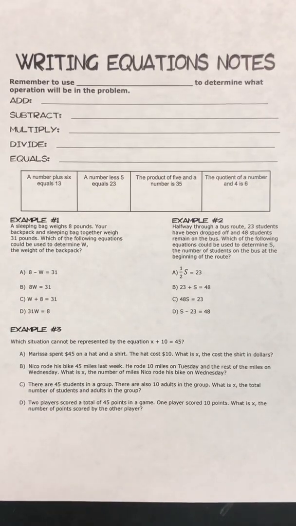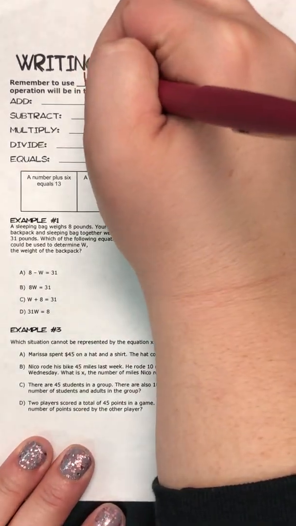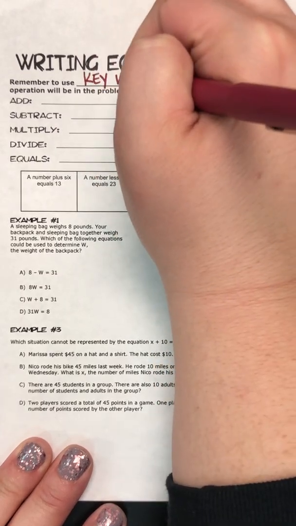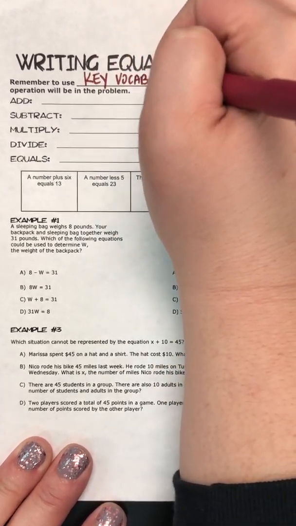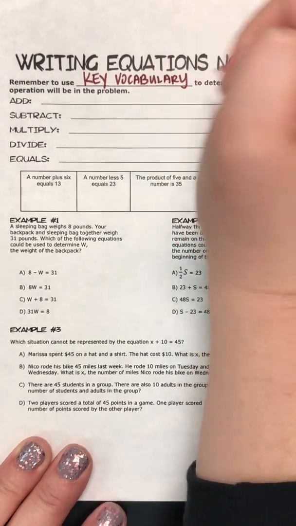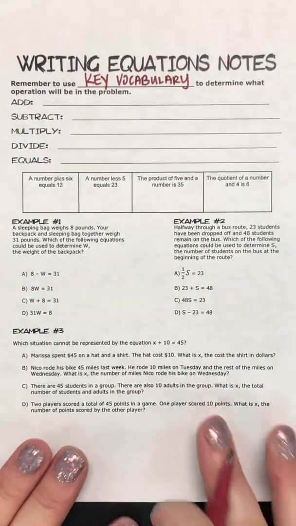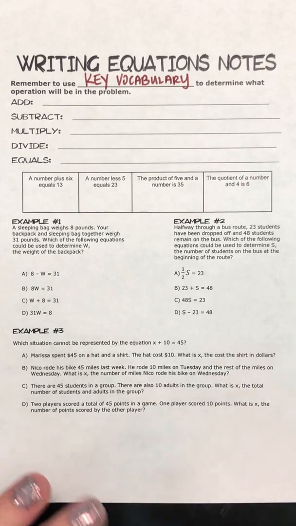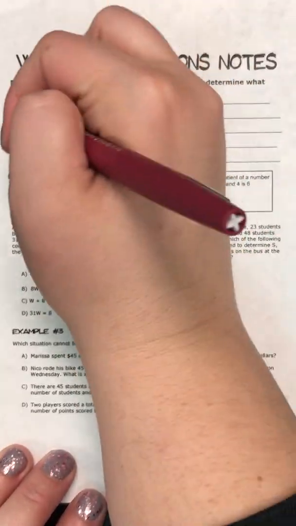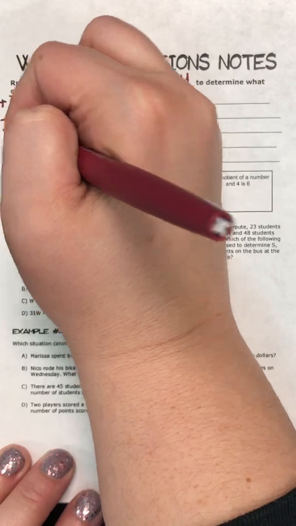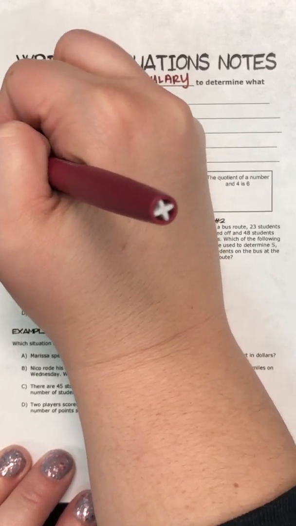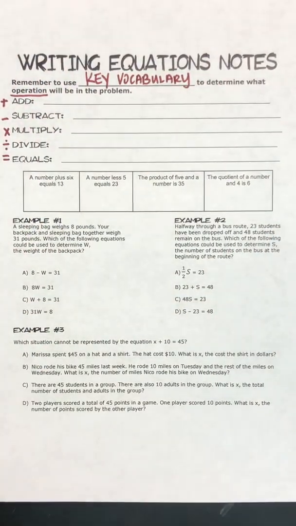Today we're going to talk about writing equations. So when you're writing equations from a word problem, or you're given a word problem and you're trying to find a matching equation, we need to remember to use key vocabulary. Our vocabulary is going to be really important in determining which operations will be in the problem. So we have add, subtract, multiply, divide, and then words that mean equal. We're going to go through a couple of those.